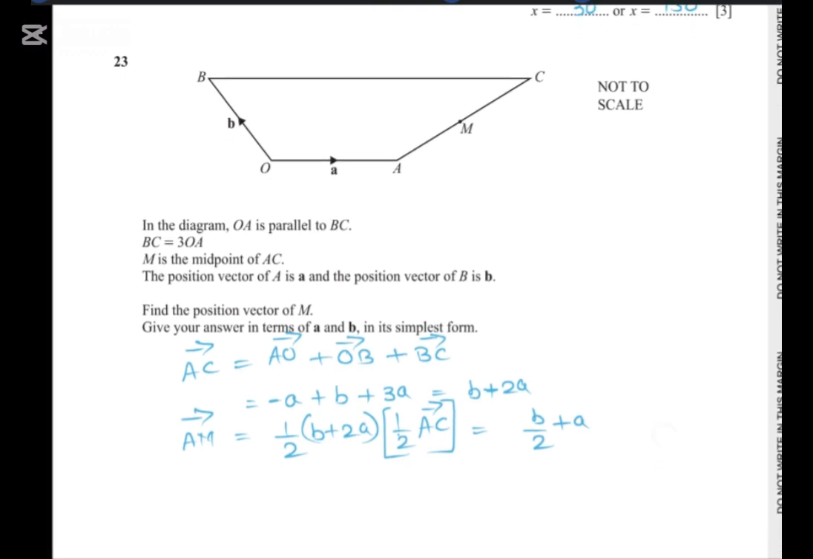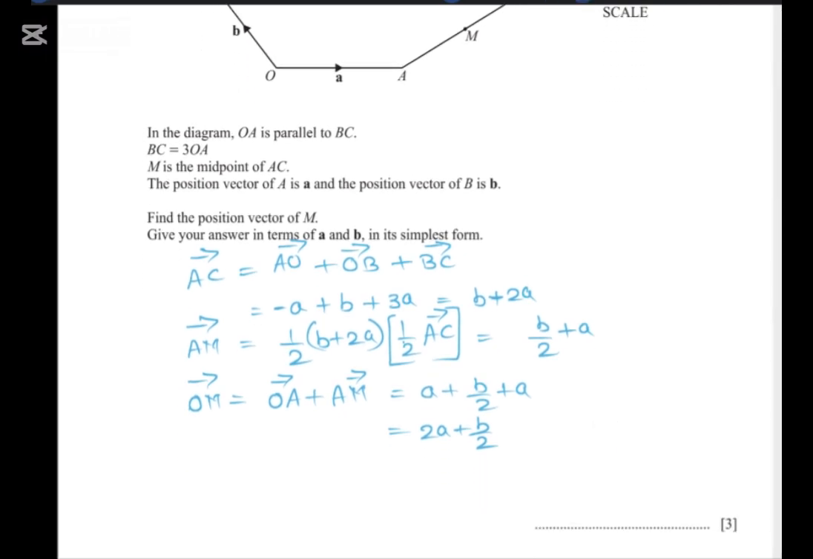Now we'll do OM. OM is equal to OA plus AM. That is equal to a plus b by 2 plus a. So it is 2a plus b by 2. This is the answer for the position vector of M. So the answer is 2a plus b by 2. This is done.